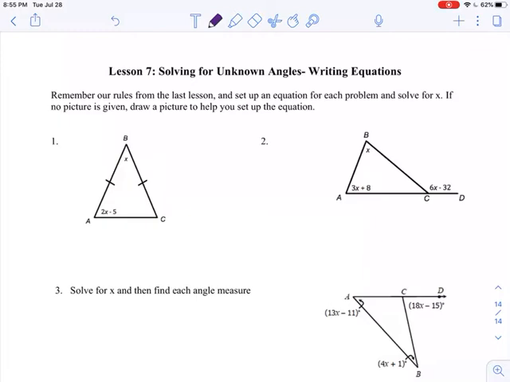Again, we're going to solve for unknown angles, so the rules that we learned yesterday, but this time we're going to write equations and solve them to find the missing angles. Okay, but it's the same rules. So if you have to look back on anything, you certainly can.